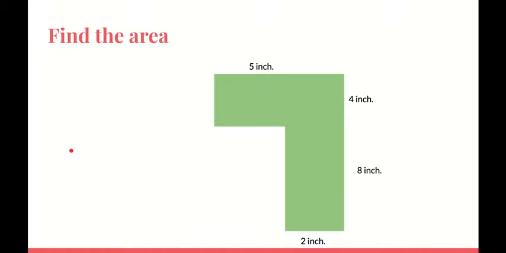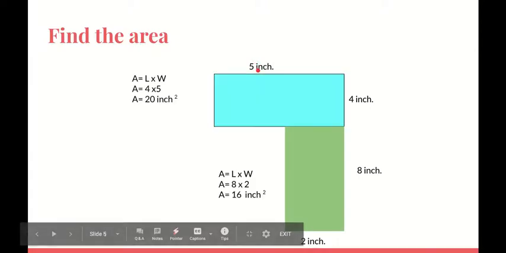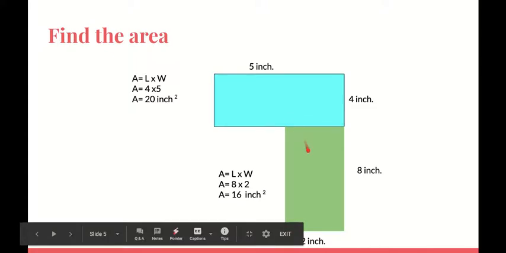This week, we're going to find the area and perimeter of 2 rectangles put together. So here it gives us, this is 4 inches, this is 8 inches, and the bottom is 2 inches, and then 5 inches. On this slide, what I did was I broke up the 2 rectangles into their parts.